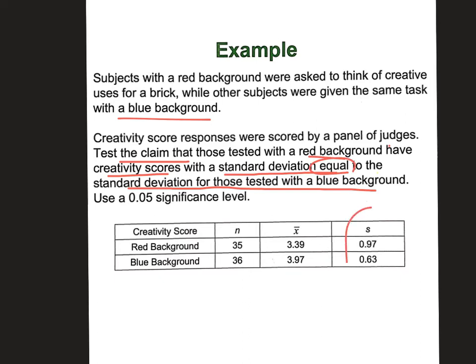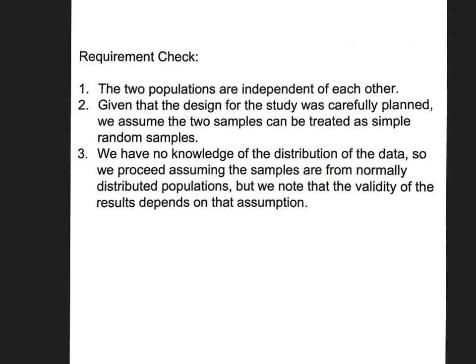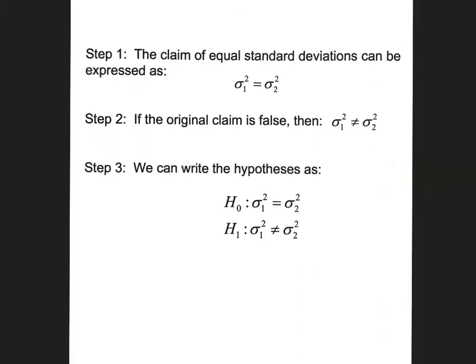All right, and here's what we're using right there. There's our standard deviation from our samples. So this one is going to be S1, that one's going to be S2. All right, requirements. Check your requirements. The two populations are independent. Check. Given that the design was carefully planned, we assume they are two random samples. Check. We don't have knowledge of the distribution, but we proceed because we've already seen this one before, so we're just going to assume it is from a normally distributed population.